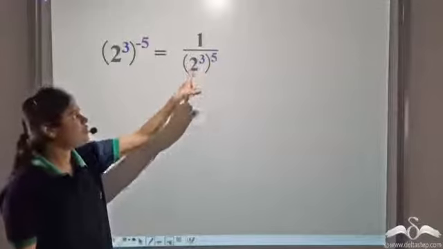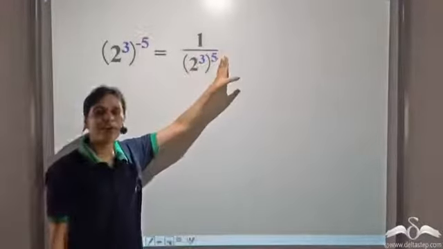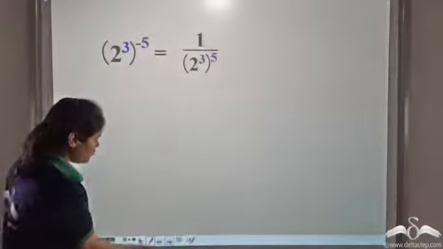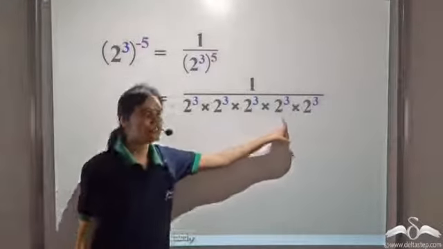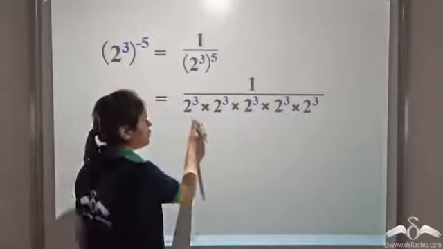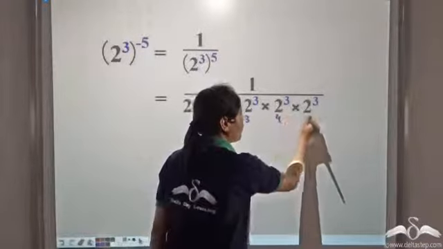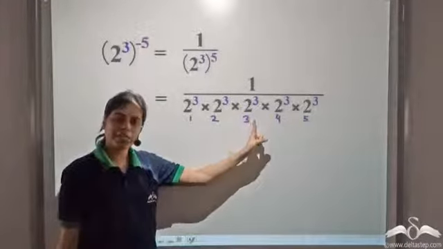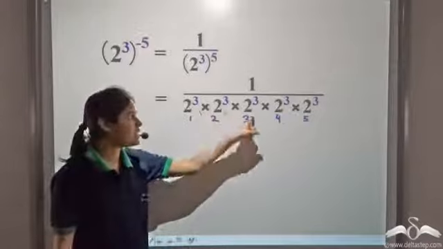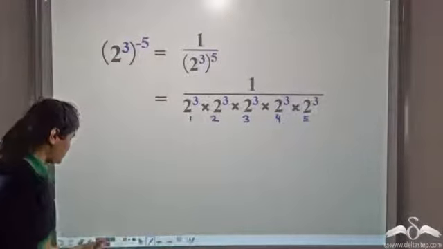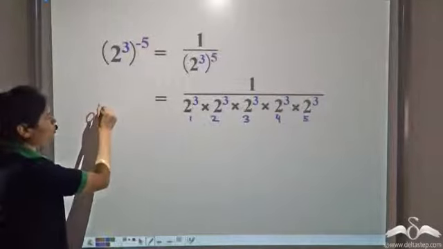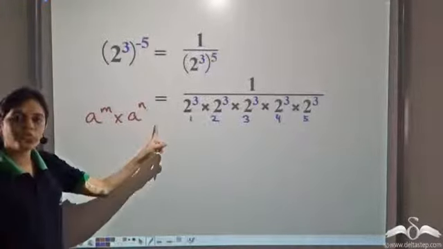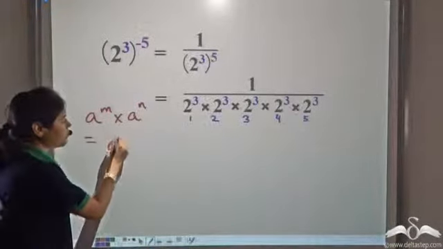Now we already know that 2 to the power 3 whole to the power 5 means 2 to the power 3 is multiplied with itself 5 times. So we can write it as 2 to the power 3 multiplied 5 times. 1, 2, 3, 4, 5 times. Now again apply the law for multiplication of exponents with the same base. We see that the base is the same. That is, a to the power m into a to the power n is equal to a to the power m plus n.